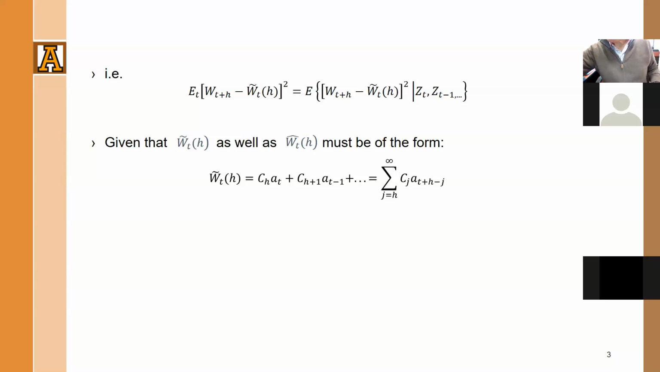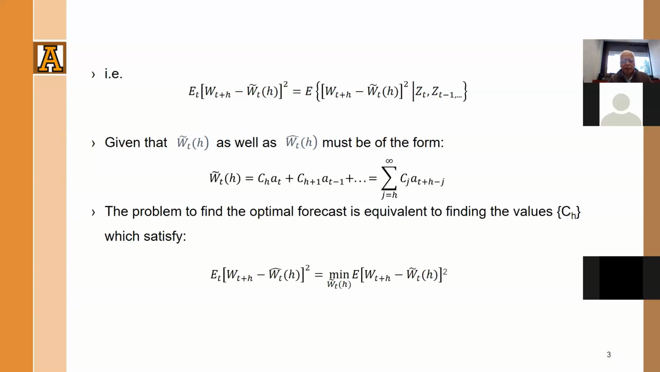Now, the problem of finding the optimal forecast is to find the values of these coefficients, c_h, c_{h+1}, and so on. We want to find the values for which the conditional expectation is minimal among all possible linear forecasts that result as a linear combination of the previous W_t's and previous a_t's. Okay, we're doing fine up to this point.